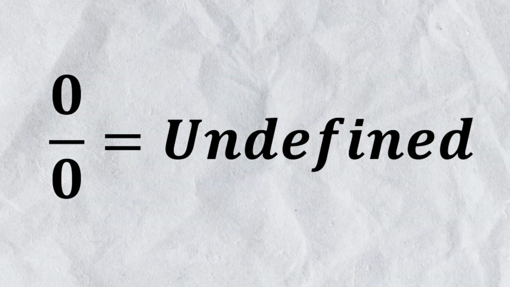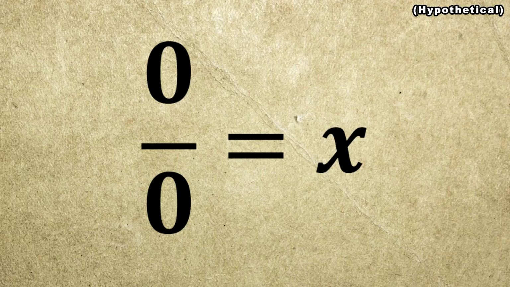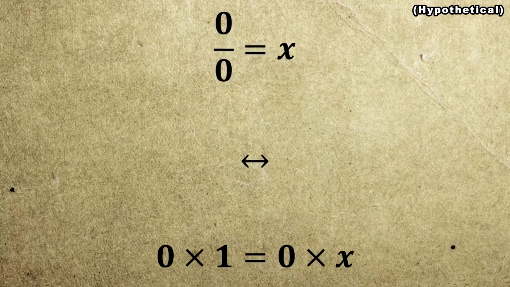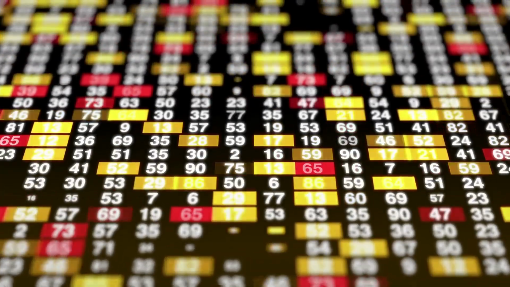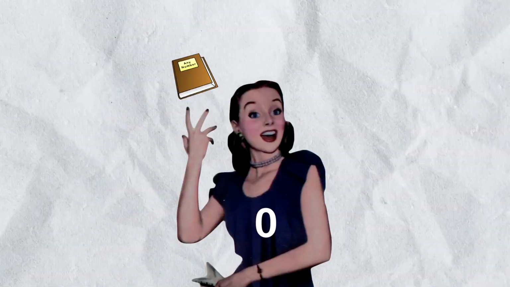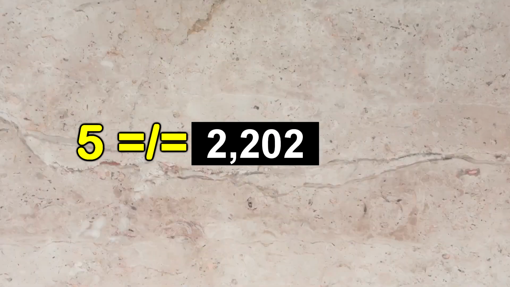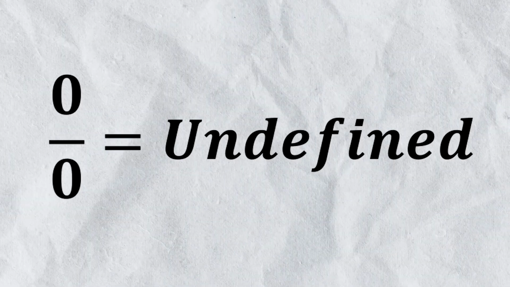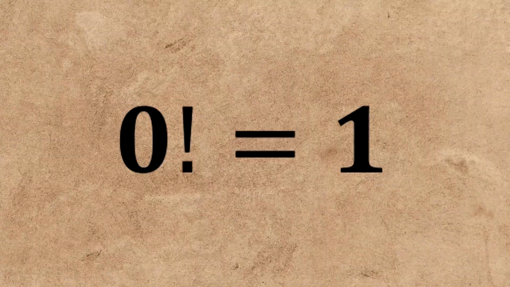0 can't be divided by 0. Why is that? See, if we gave a value to that, let's say 0 divided by 0 is equal to x. That would mean 0 multiplied by 1 equals x multiplied by 0, meaning x can be any number in existence because multiplying it by 0 still gives 0. And since a value can't be equal to multiple values at the same time, mathematicians say that 0 divided by 0 should be undefined.